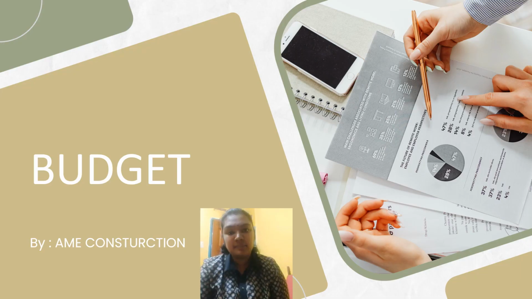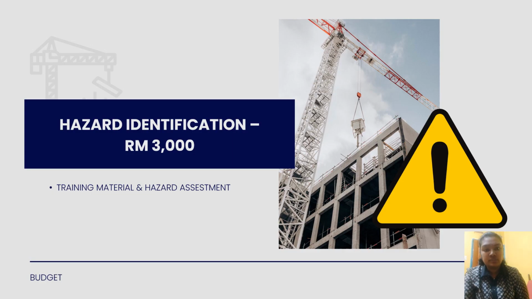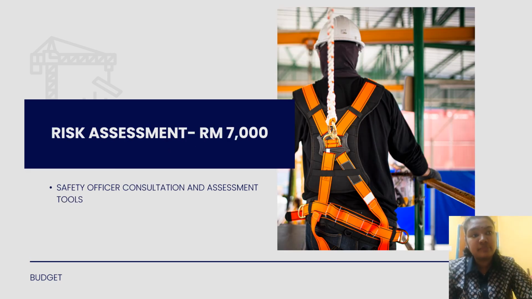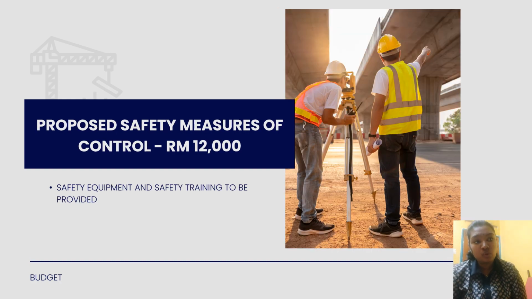Hi, my name is Sanita, and today I'm going to present about my part, which is the budget of AME construction. First of all, hazard identification, which is 300,000 for training material and hazard assessment. Next is risk assessment for 700,000, for safety officer, consultation and assessment tools. Next is proposed safety measure of control. We have decided to put 12,000, which is for safety equipment and safety training to be provided.